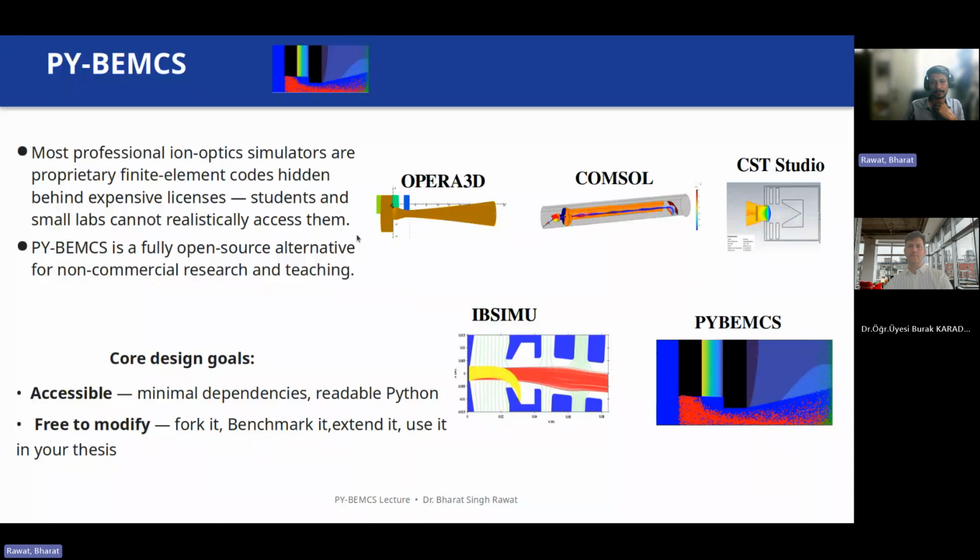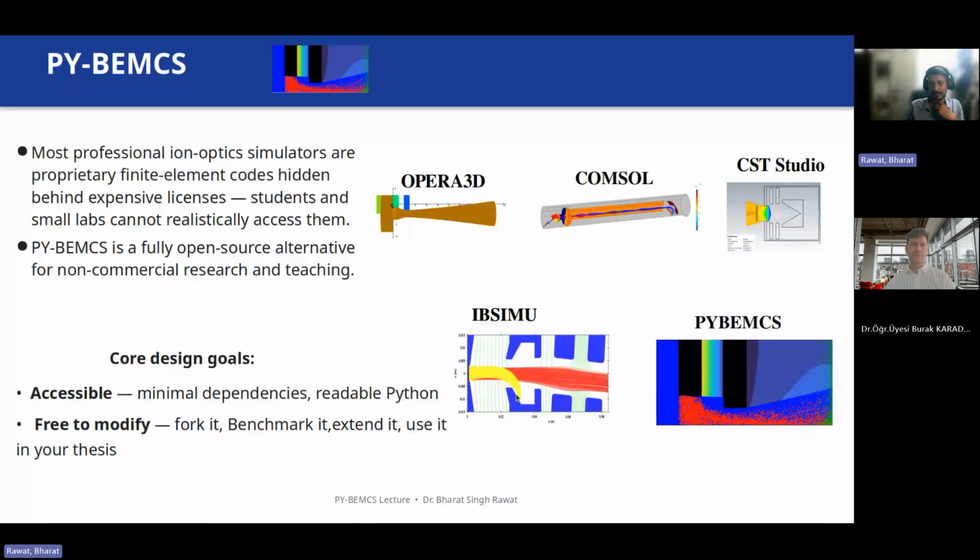And another motivation is to use it in Python, because Python is, I would say, an easy language compared to all the other languages. Anybody can learn it quickly, and using minimal dependencies, anybody can use it. And it is still under a lot of development. So if you are interested, you can just fork it on GitHub, benchmark it using different tests, and extend it to use it in your work as well.